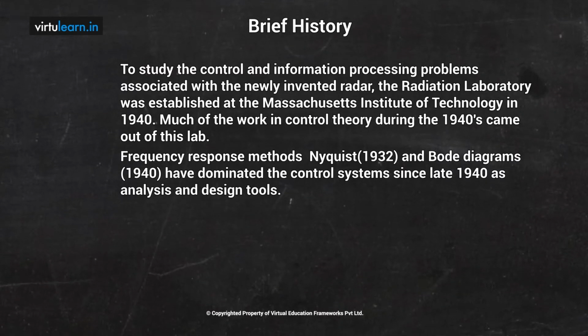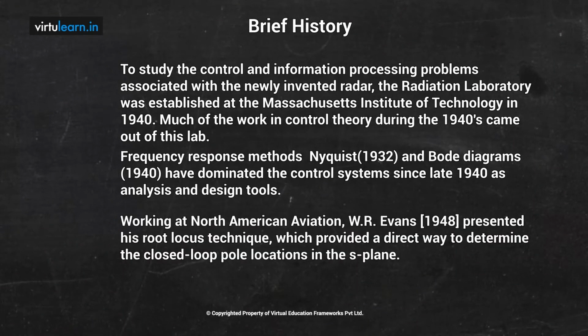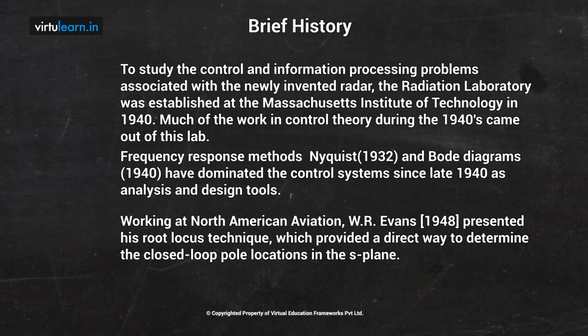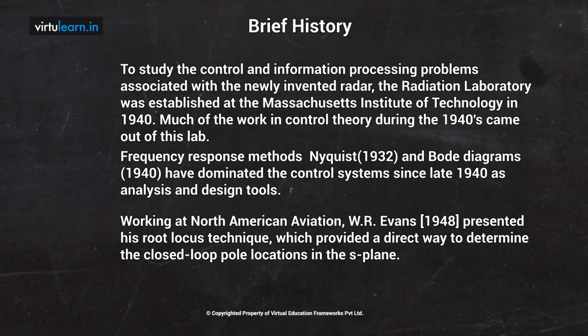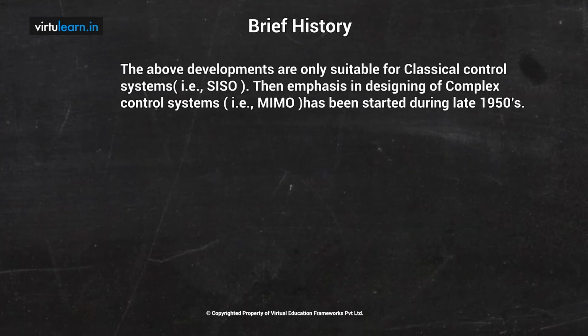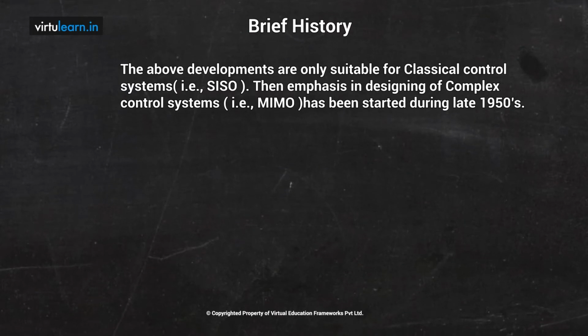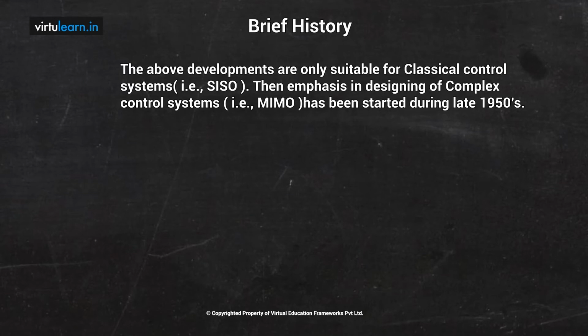Working at North American Aviation, W.R. Evans in 1948 introduced a very powerful technique called the root-locus technique, which is a direct way to determine the closed loop pole locations in the s-plane. All these developments are the classical control theory developments, which are applicable for single input and single output systems. Then people started thinking about multi-input and multi-output systems.